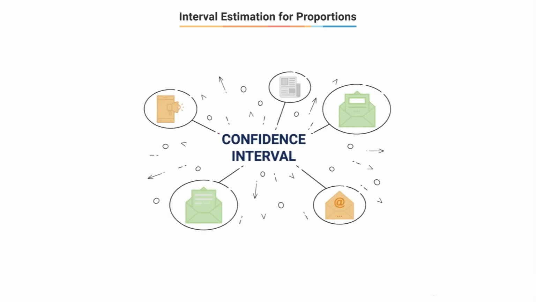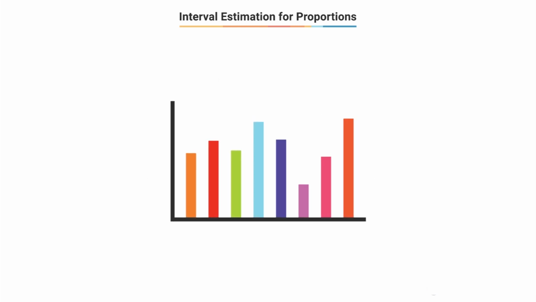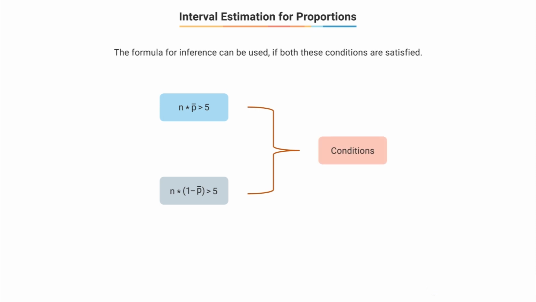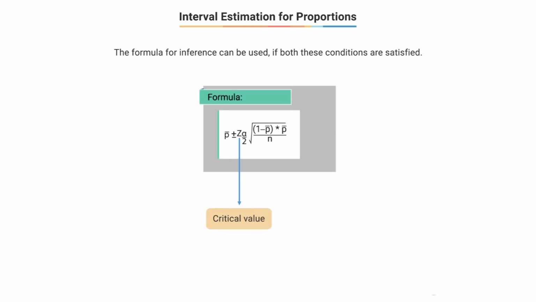So now let us quickly go over the approach for solving the interval estimation for the population proportion. Wherever the data is categorical in nature, we calculate the proportion instead of mean. So the aim of the problem is to be able to estimate an interval around the sample proportion p bar. To start off, n times p bar should be greater than 5 and n times 1 minus p bar should be greater than 5. If both these conditions are met, then we can use the formula for inference. This formula is given by quite simply p bar minus z times root of p bar into 1 minus p bar divided by sample size n. Here z is basically your critical z value that will depend upon the confidence level that is provided to us.